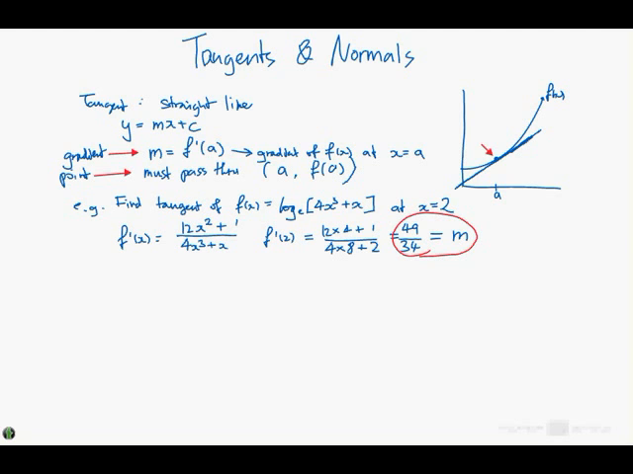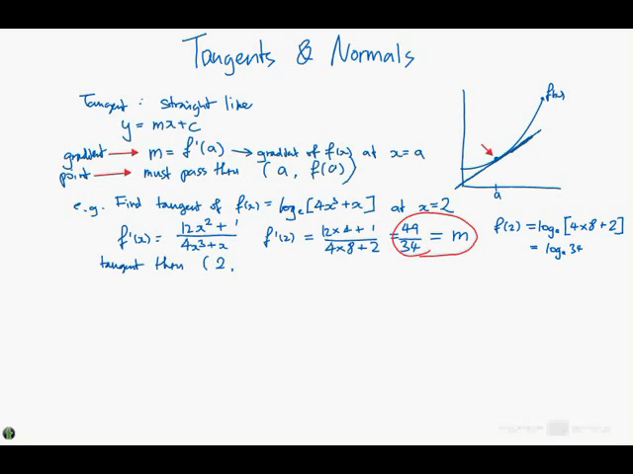Alright. So now the point that we're interested in, we need to go through. We know that the tangent has to go through this point, like we set up here: a, f of a. So a in this case is 2, and for f of a, you put a into our original function. Let's just quickly do f of a here. So f of 2 is log to the base e of 4 times 2 cubed, which is 8, plus 2. So log 34.